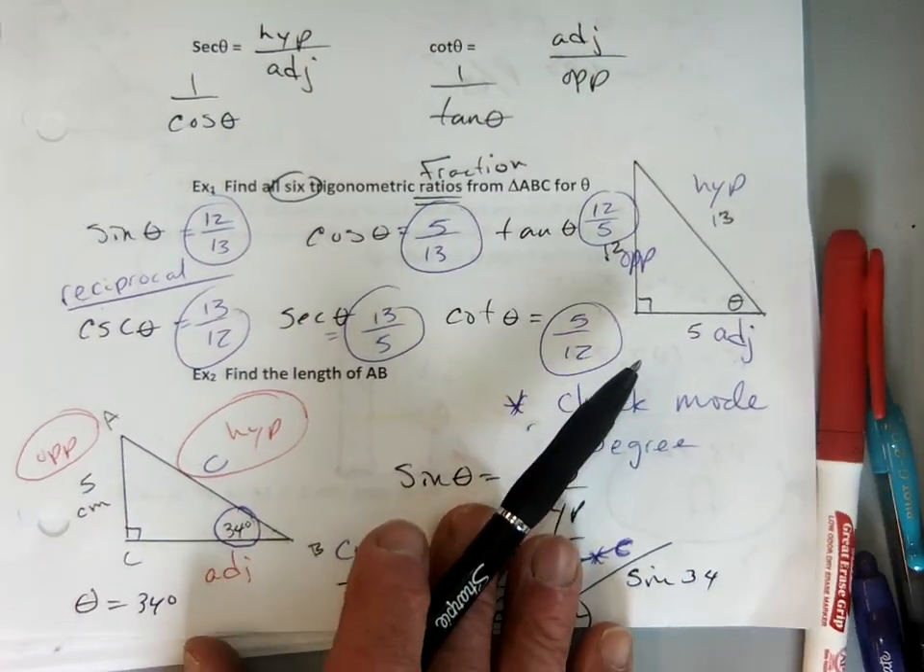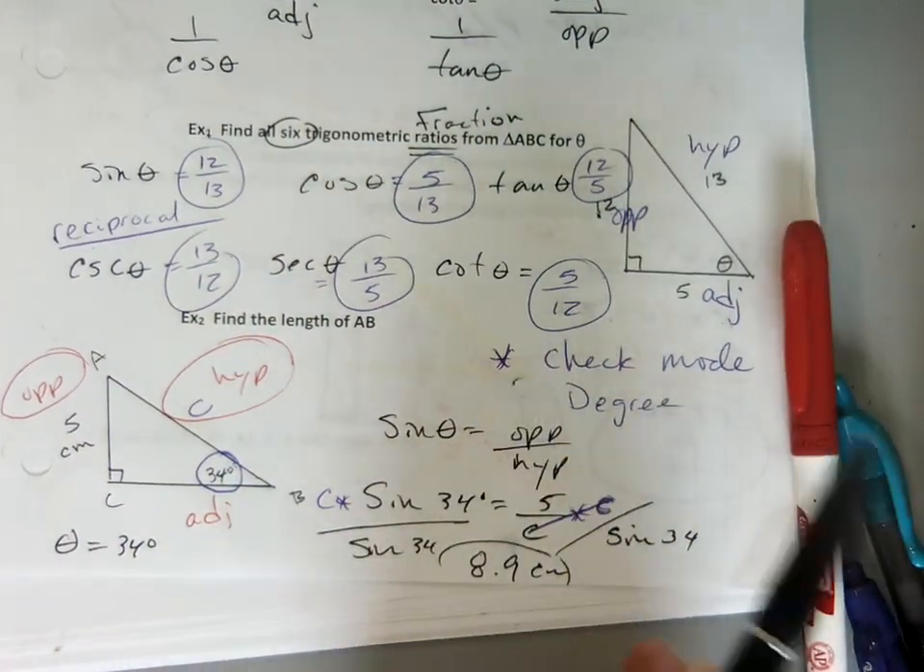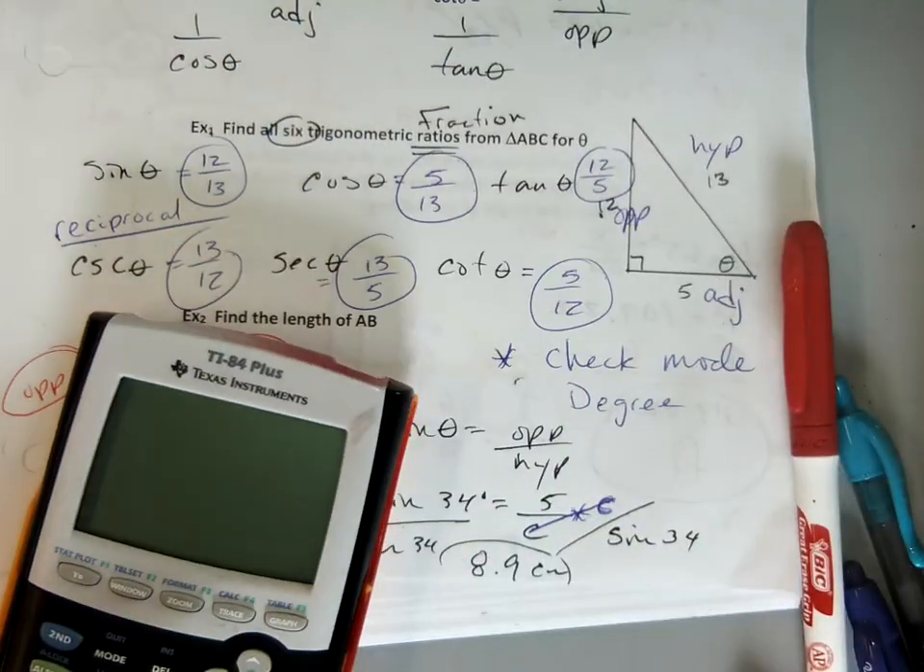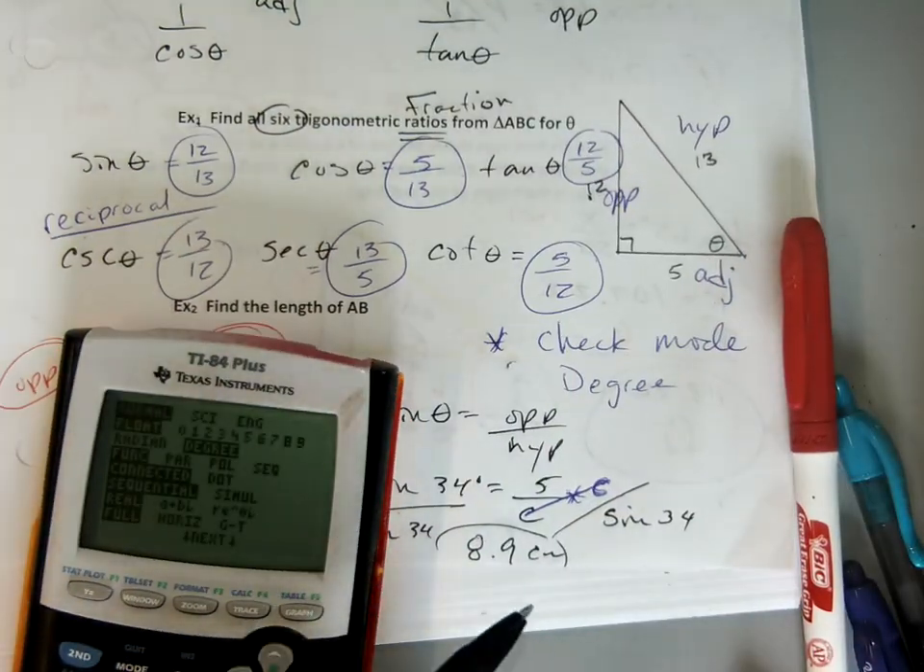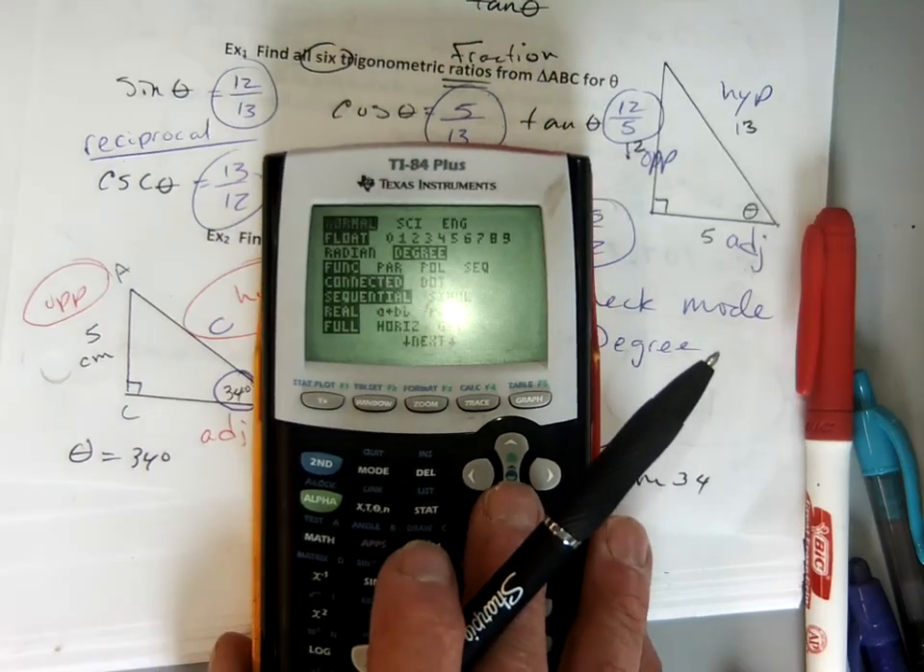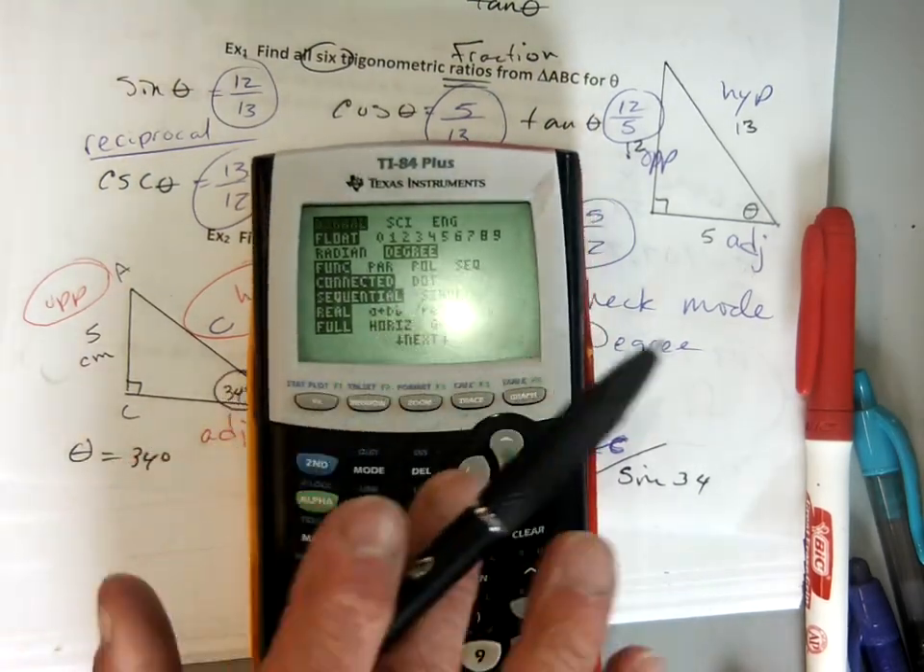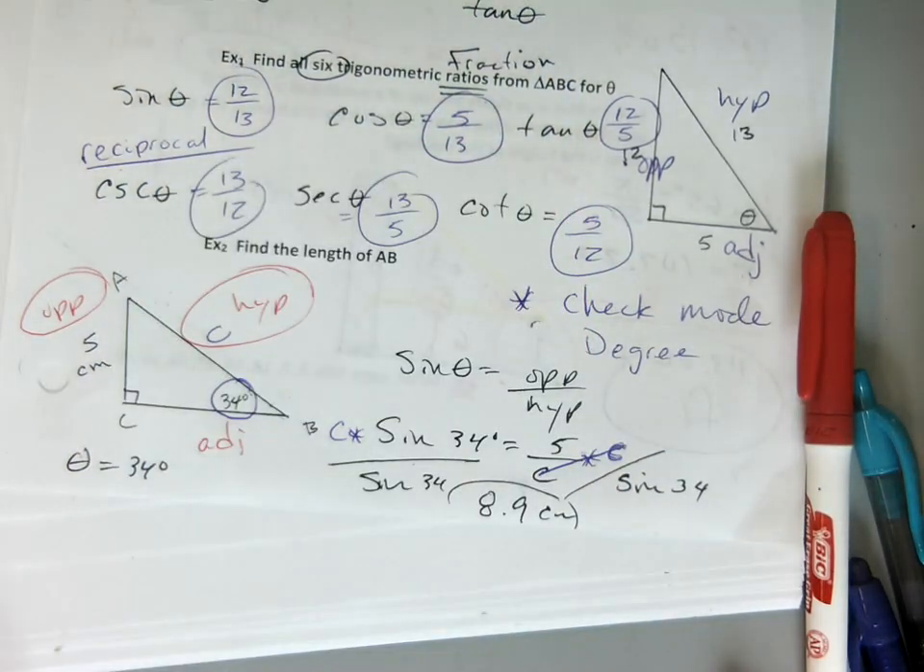Then we solved a problem, but before we did anything, we talked about checking your mode, because in your calculator, be careful, there's a mode. Angles can be done in one of two ways, either in radians, which we'll learn about, and degrees. So we got to make sure we're in degree mode.